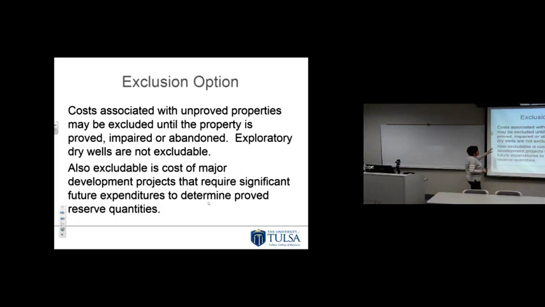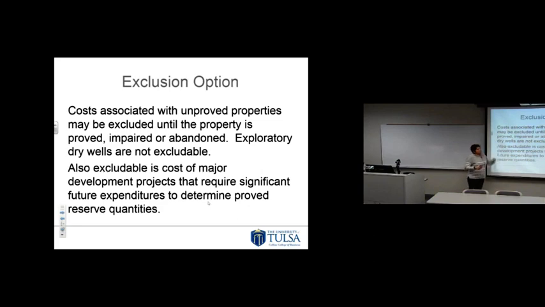If the property is impaired, as we'll see when we look at the impairment section, the impaired amount cannot be excluded. When we look at the impairment section, we'll look at an example and see how exactly that works. The amount that we've impaired, if we've got $100,000 in an unproved property, we've impaired $10,000.